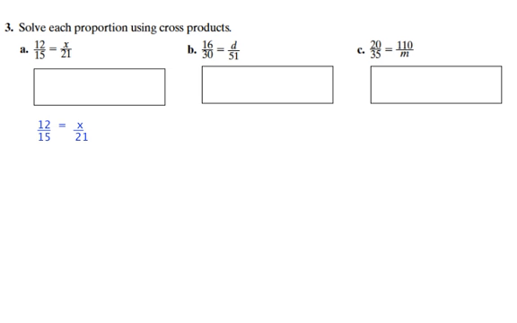For 3A, we have 12 over 15 equals x over 21. We're going to cross multiply to start working out this problem. So we're going to take 21 times 12 and 15 times x. 21 times 12 is 252, and 15 times x is 15x. Now we use our algebra skills to get x by itself, so we're going to divide both sides by 15. So 252 divided by 15 is 16.8. And the 15s on the right-hand side cancel each other out, so you're left with x on the right. So x equals 16.8.